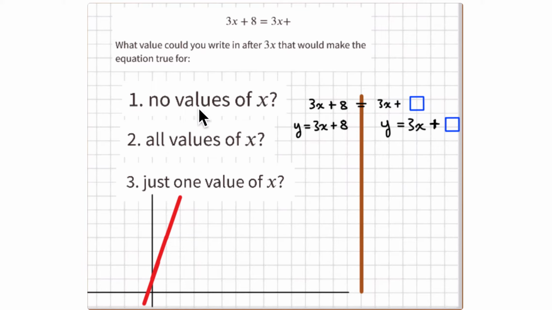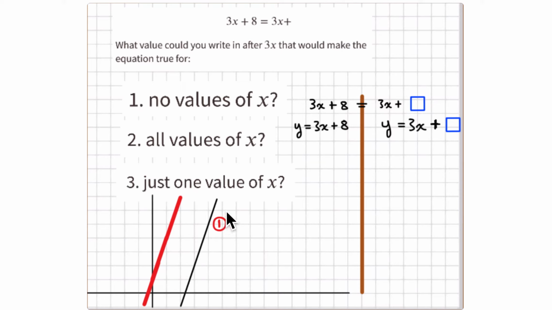If I have no values of x that are shared with this line and another line, so this is number 1 here, so there are no values of x. What does that mean? I'm going to go through the details in a moment, but in the most basic sense, it means that you have parallel lines. And so we'll go through that.